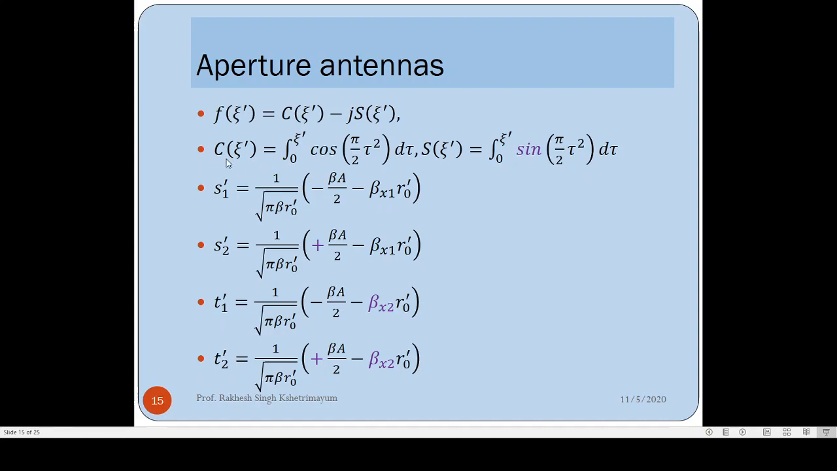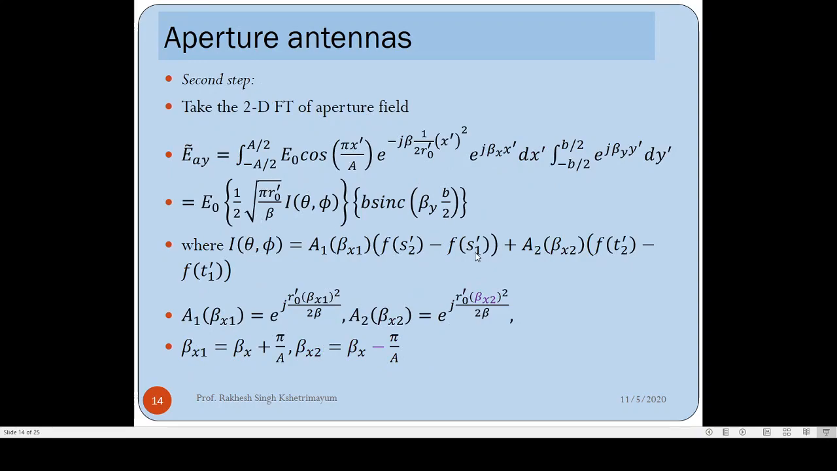The cosine Fresnel integral is the integral of cosine of pi by 2 tau square d tau, with limits from 0 to xi dash. And for the sine Fresnel integral, instead of cosine you just replace this by sine.